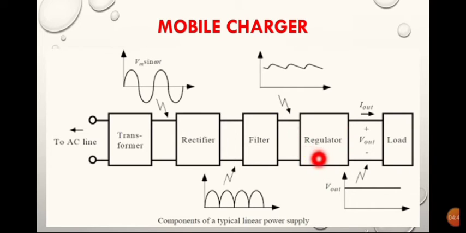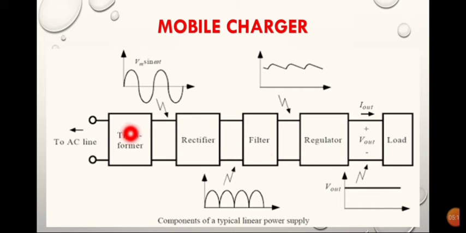Similarly, an electronic regulator is a device which provides us a constant output voltage, and the regulator itself is the Zener diode. So the output of this regulator is nothing but constant voltage which is applied to your load, and the load is nothing but the mobile battery, which receives the constant voltage shown here. So in this way the mobile charger works.